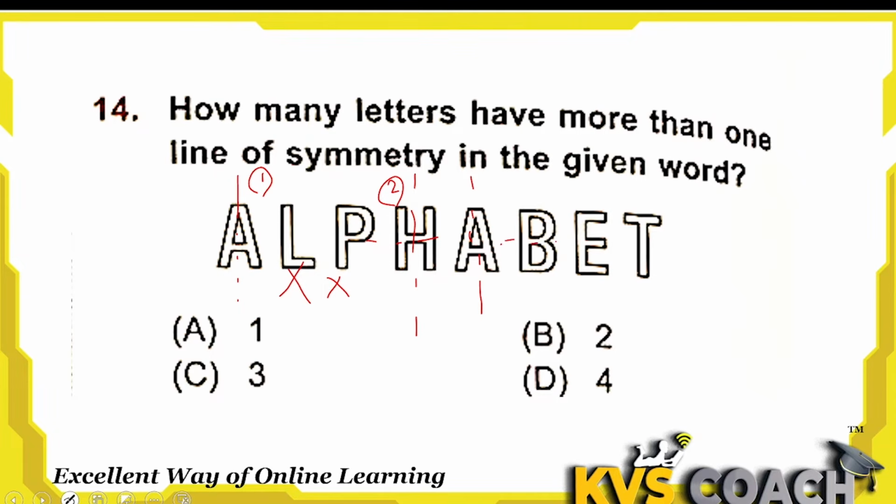Okay. B will have 1 line of symmetry. E has only 1 line of symmetry, and T also has 1 line of symmetry. So only H has 2 lines of symmetry, the others have 1 line of symmetry. Okay, so how many letters have more than 1 line of symmetry? That is only 1, H.